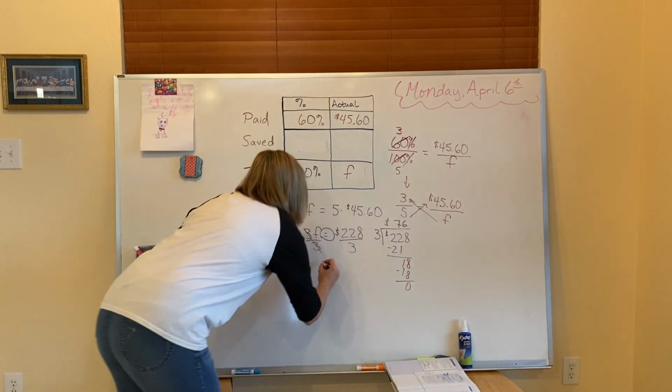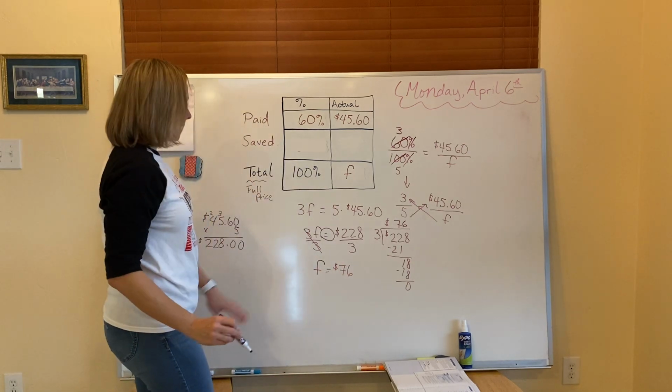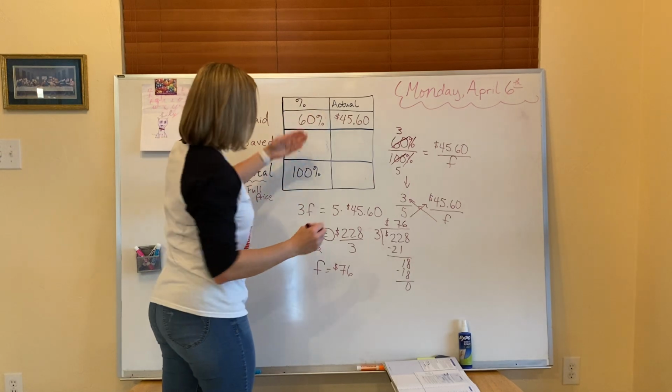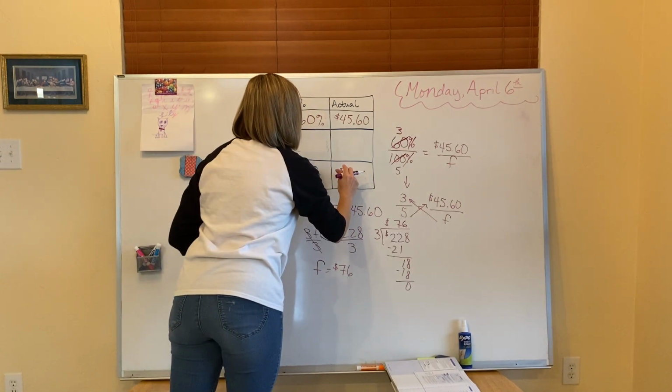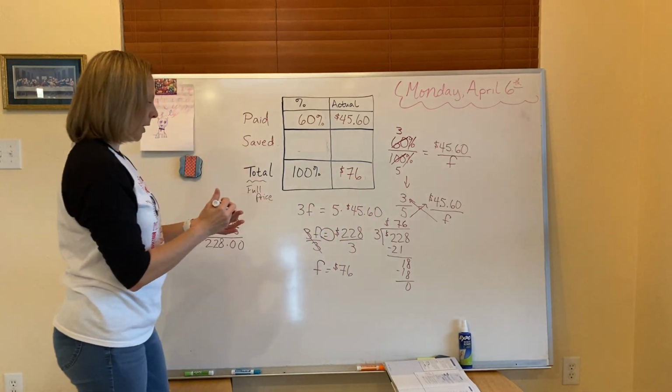So our answer, F, is equal to $76. We can fill in our chart now. Whoops, whoa, yep, that was correct. With $76, our ratio box.